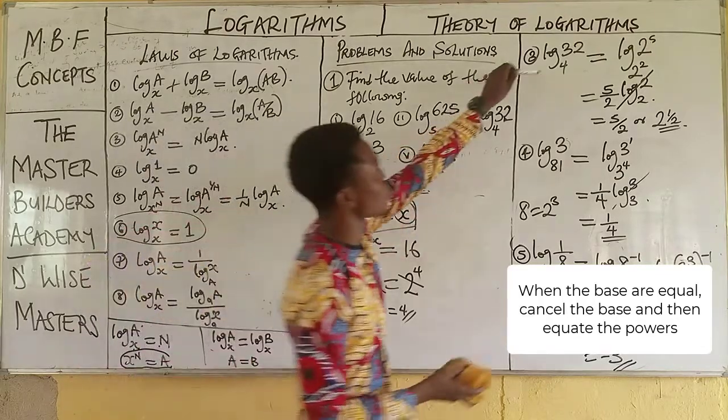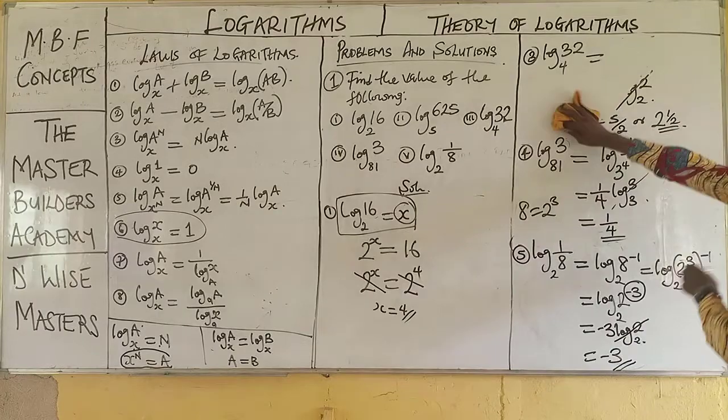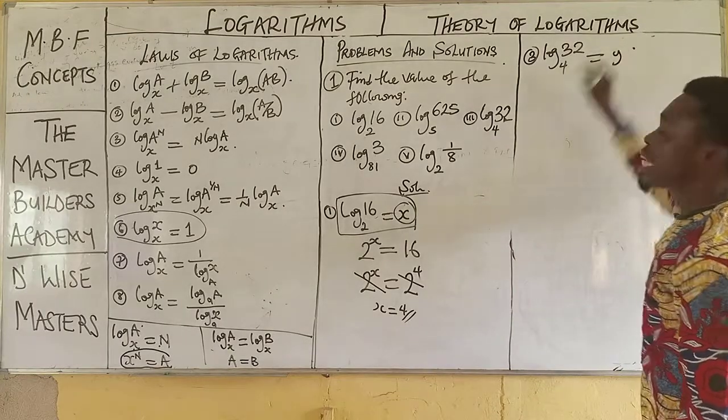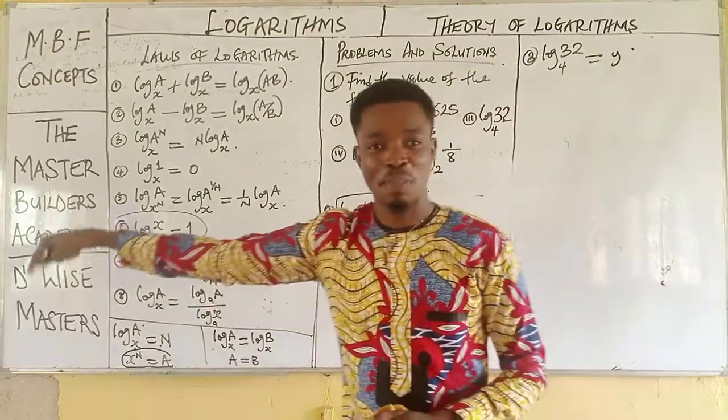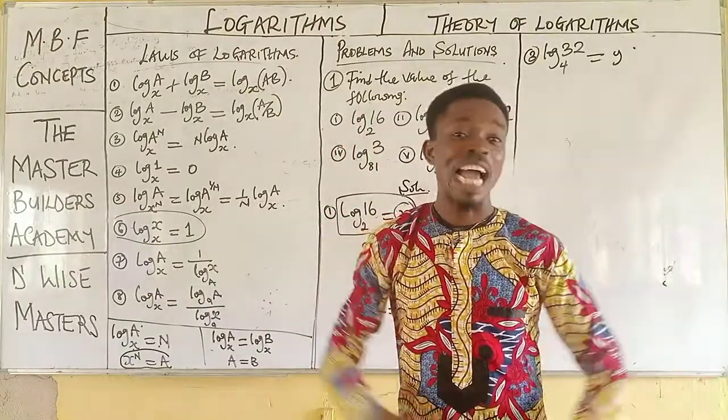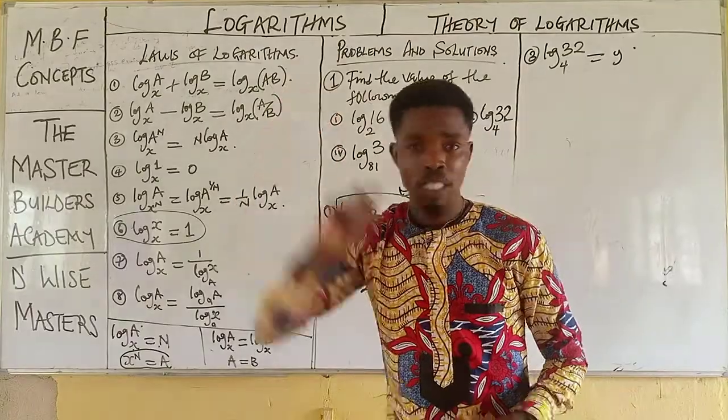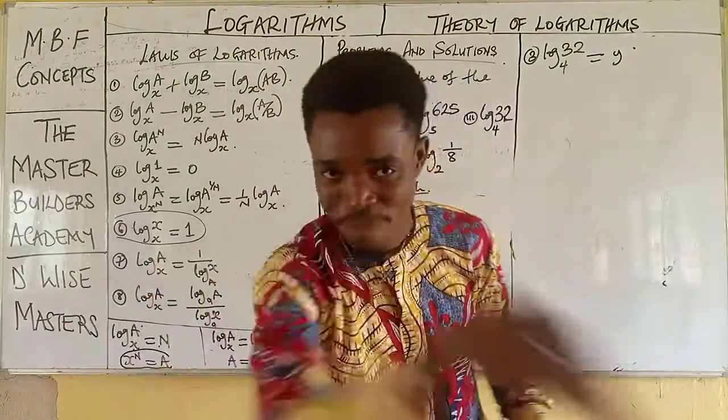Okay, let's assume we want to work on this one. We will equally say, let this be equal to y. Let it be any of the alphabetical letters. It's a matter of choice.